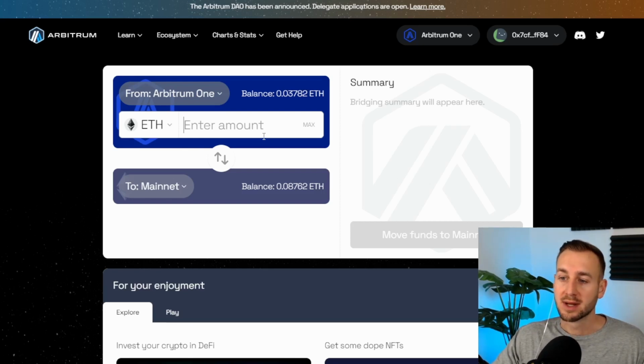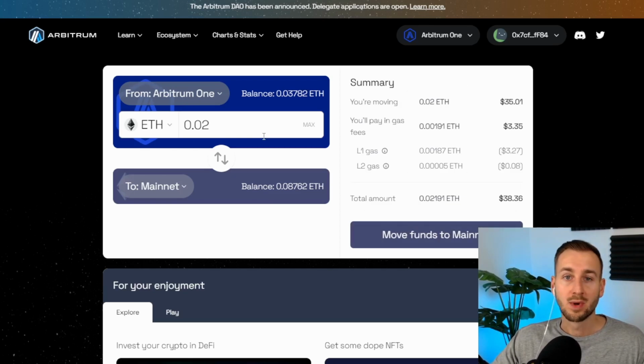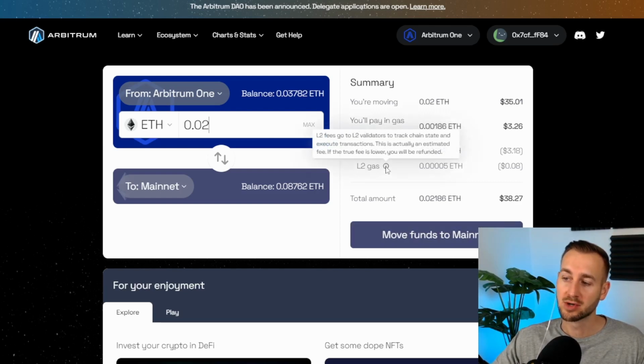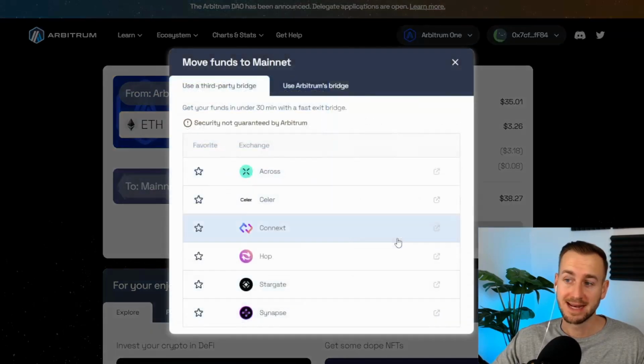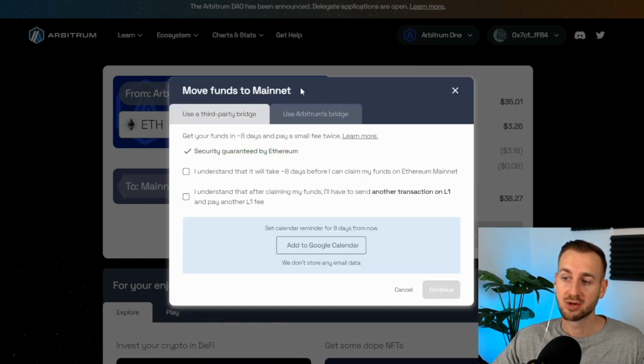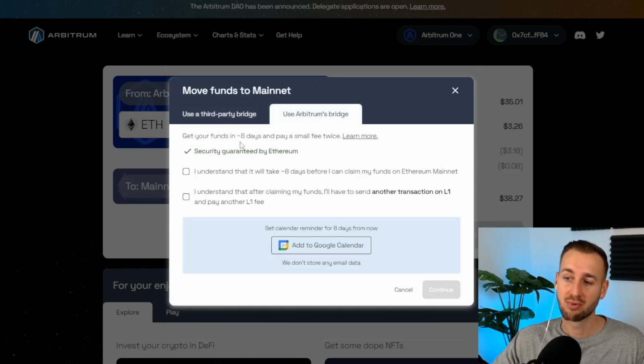So if I was to plug in some ARB ETH and I wanted to send this back to mainnet, you can see here you're moving this amount, you'll pay this in fees. Here's the gas cost on both the layer one environment, ETH mainnet, and layer two Arbitrum. But then if you press move funds to mainnet, as you can see from this, it says on the pop-up, use a third party bridge. So it wants you to do that because you can get the funds in roughly 30 minutes by doing this. But if you use Arbitrum's bridge, here you can see get your funds in approximately 8 days and pay a small fee twice. And it even wants you to add it to your Google calendar there.